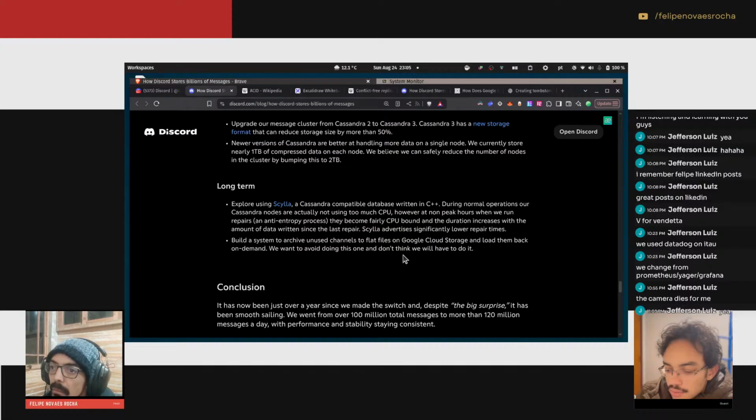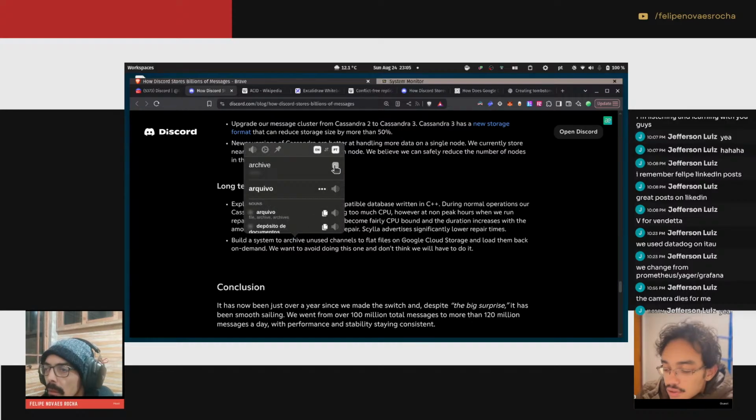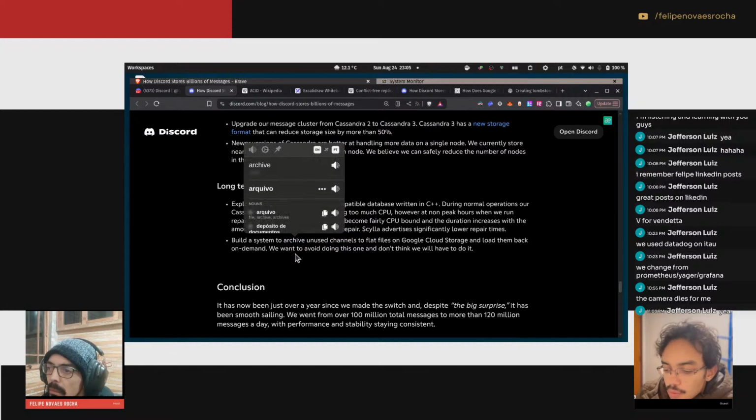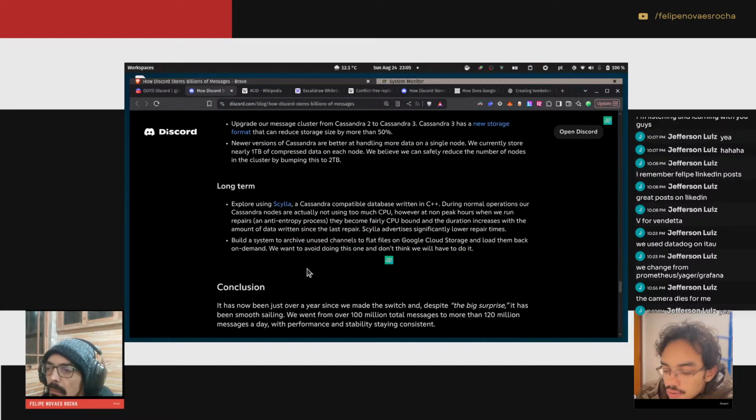Build a system to archive unused channels to flat files on Google Cloud Storage and load them back on demand. We want to avoid building this long term. We don't want to do this one, and we don't think we will have to. Why? Why don't they want to do that?